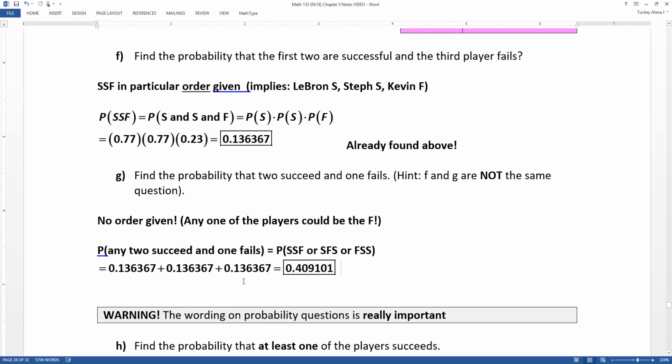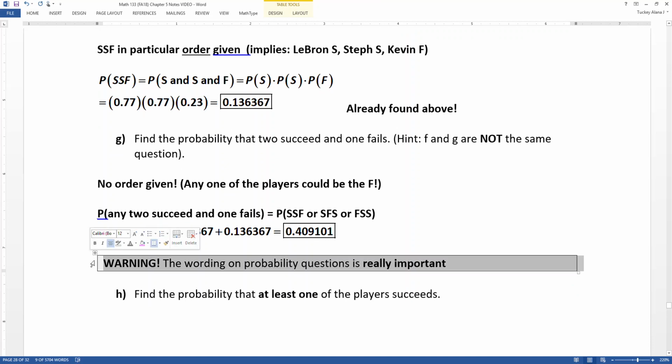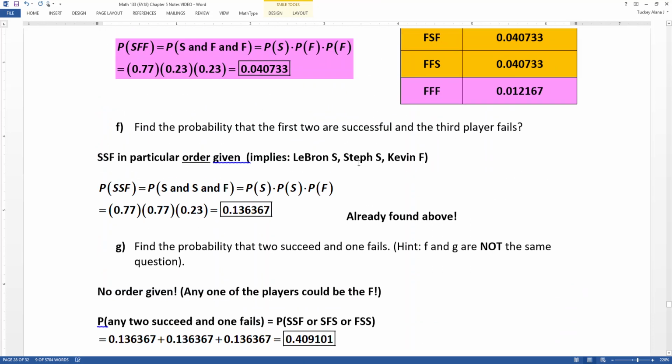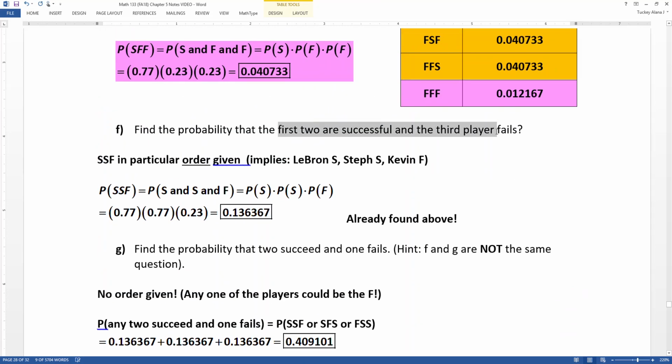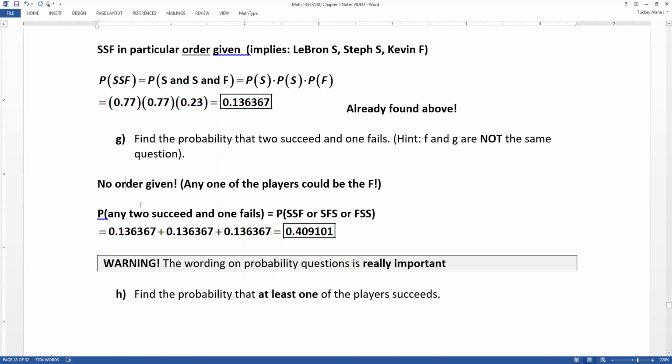0.409101. Now notice this means that we need a warning. Probability wording is really important because these look so similar. I mean, one says the first two succeed and the third player fails, and one says two succeed and one fails. But that little bit of language difference implies very different answers. So that's something to keep a watch out for as you do these problems because the wording really matters. Also, always remember that AND is sneaky, and will hide in these problems for you.